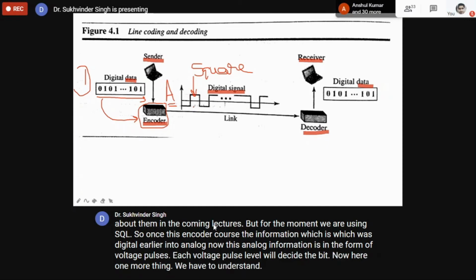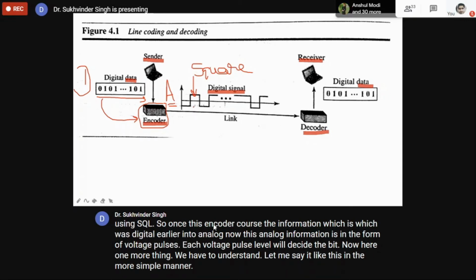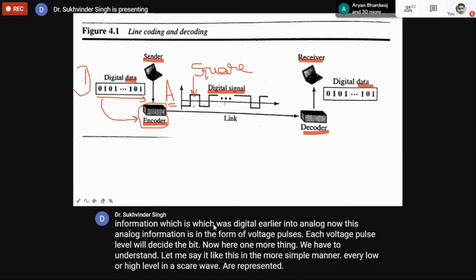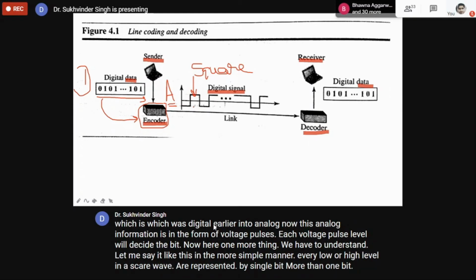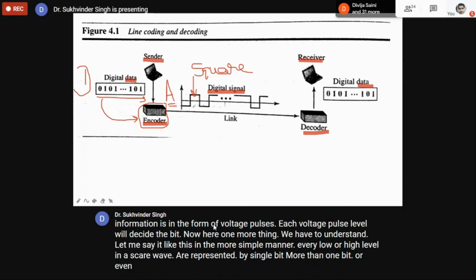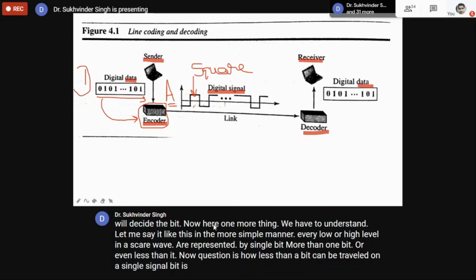Let me say it in a more simple manner. Every low or high level in a square wave is represented by a single bit, more than one bit, or even less than a bit. Now, the question is how less than a bit can be traveled on a single signal? A bit is a complete bit.